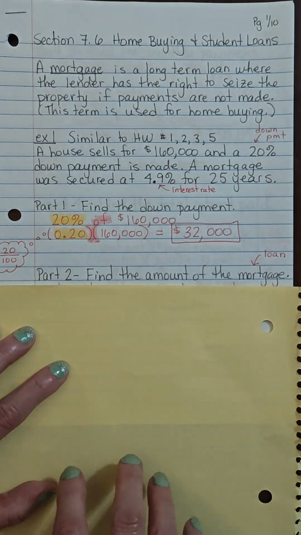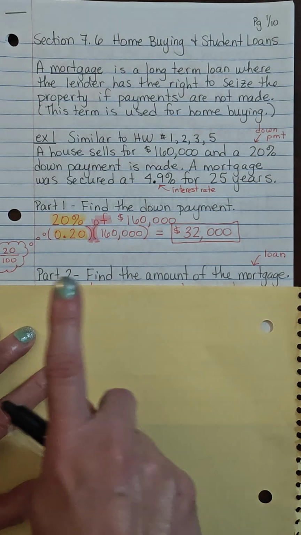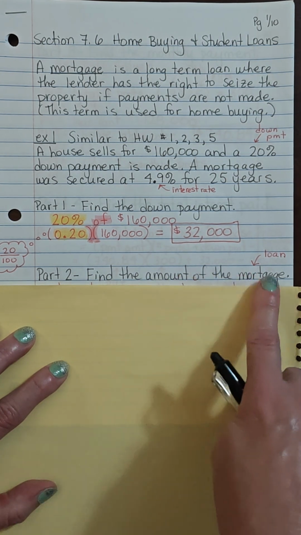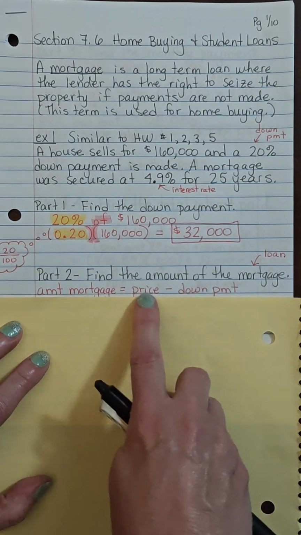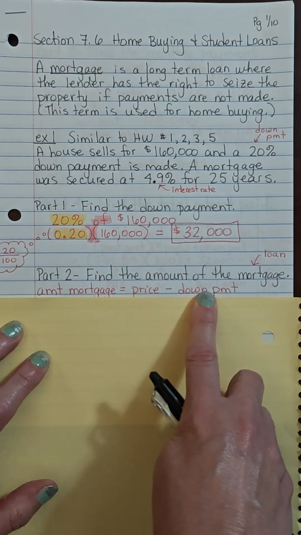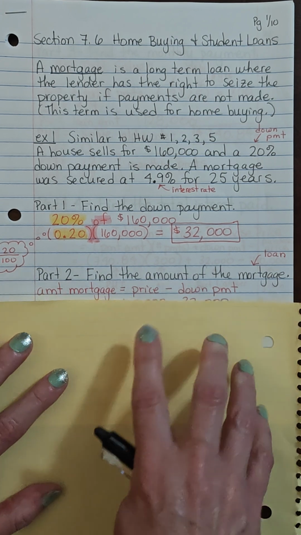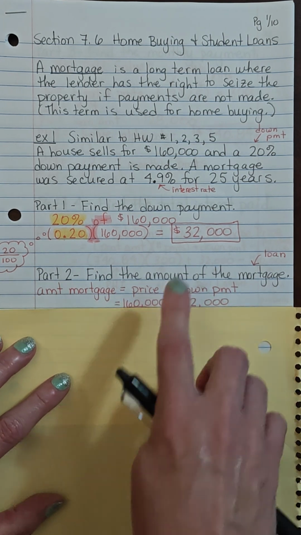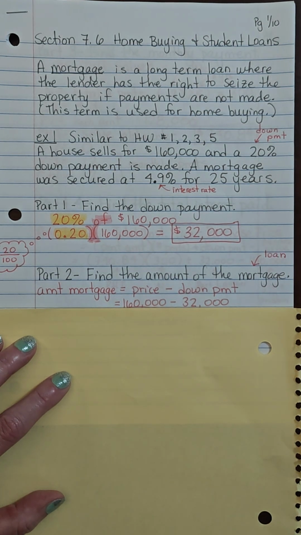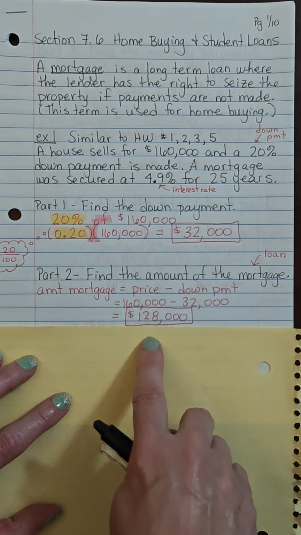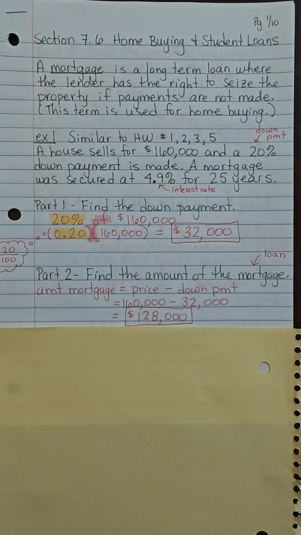Part 2 says find the amount of the mortgage. That means find the amount of the loan. Now, all you have to do here is take the price minus the down payment. So we have that $160,000, and we subtract that down payment of $32,000. That gives me a loan amount, or a mortgage amount, of $128,000. That's the amount you're going to be paying payments on.